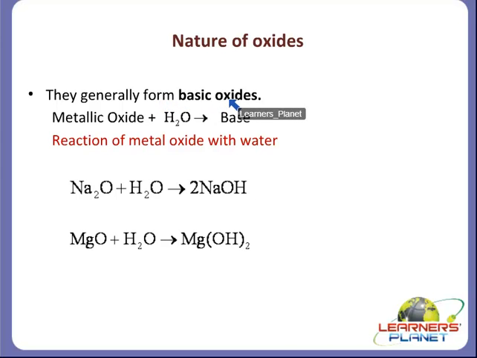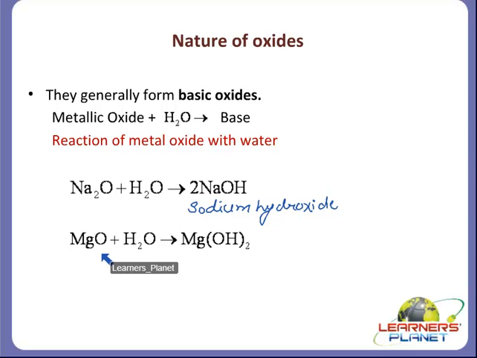I told you that when these metal oxides are dissolved in water, they form a base. So, reaction of metal oxide with water. Here is an example of sodium oxide. This reacts with water and forms sodium hydroxide. What is sodium hydroxide? It is a base, or an acid? It is a base.